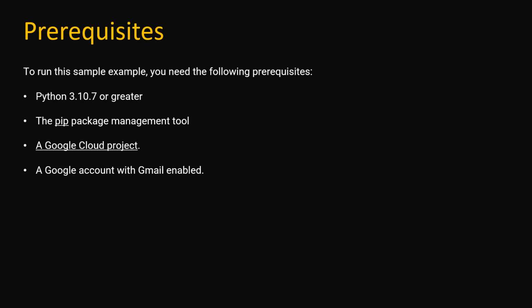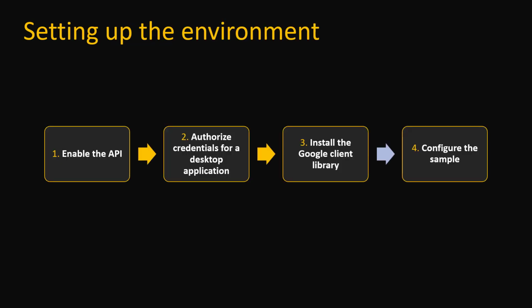Okay, so let's get started with setting up the environment needed for this particular project. There are 4 steps. The first step is enabling the API. The second step is authorizing the credentials for a desktop application. Third, installing the Google Client library. And fourth is configuring the sample code that they have given on their website. We will also enhance the sample code based on our requirement of reading the emails. Okay. So what are we waiting for?